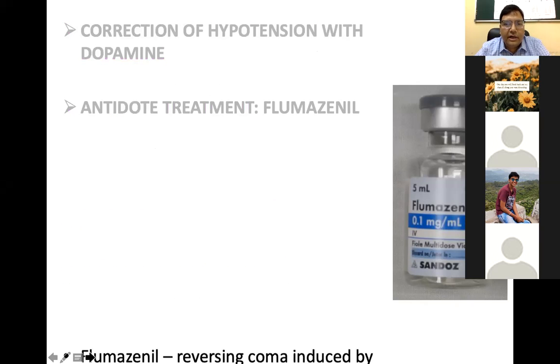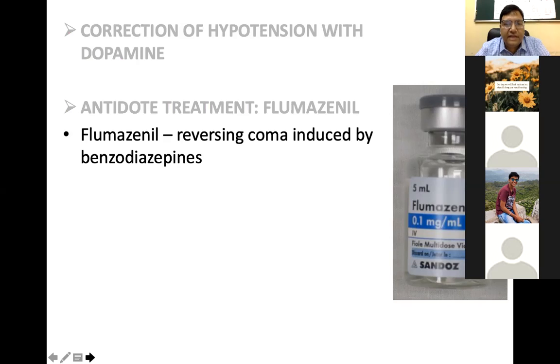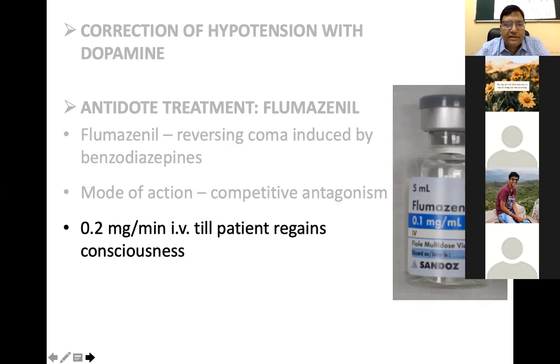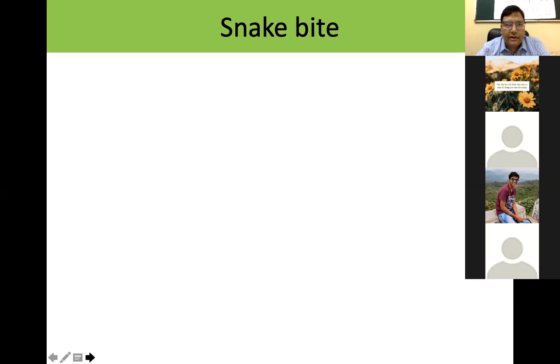The antidote treatment is with flumazenil, which helps in reversing coma induced by the benzodiazepine, and it is a competitive antagonist at the benzodiazepine receptors. 0.2 milligram per minute IV is given till the patient regains consciousness. So that was all about the tablets or drugs with which we commonly encounter poisoning in our emergency.